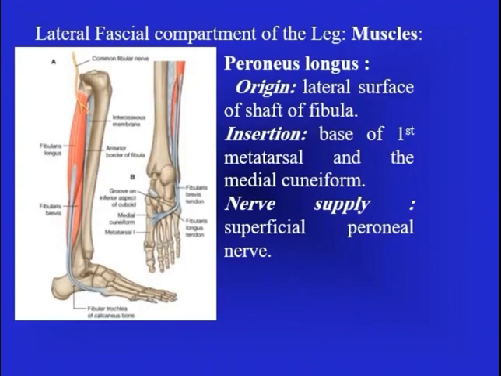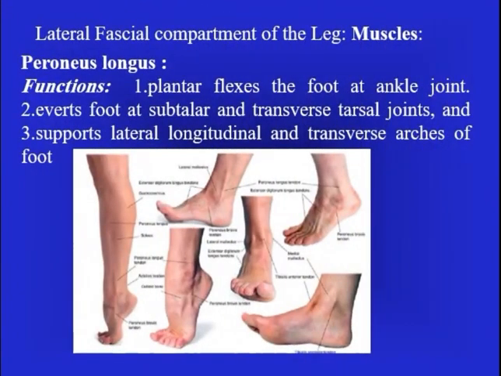Peroneus longus originates from the surface of the shaft of the fibula and is inserted into the base of the first metatarsal and the medial cuneiform, supplied by the superficial peroneal nerve. The main function of the peroneus longus is plantar flexion of the foot at the ankle joint and eversion of the foot at the subtalar and transverse tarsal joints.